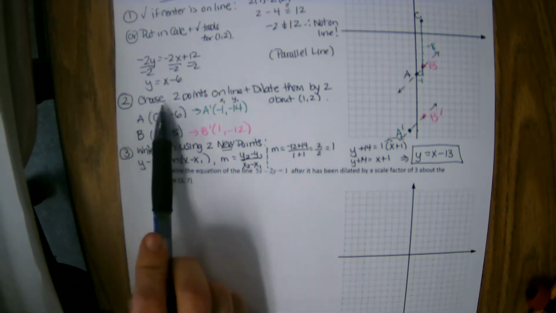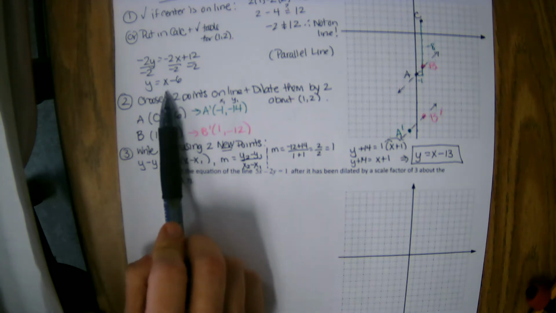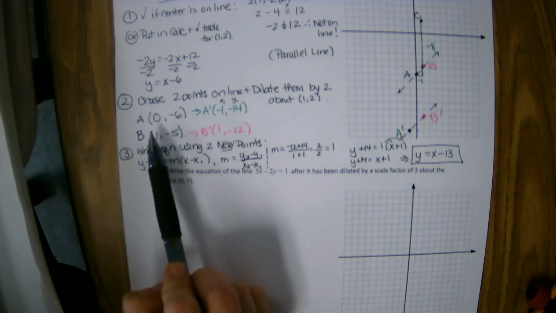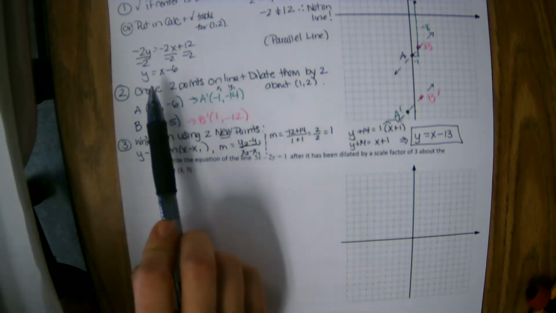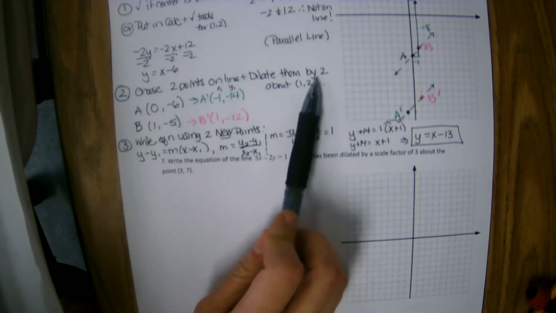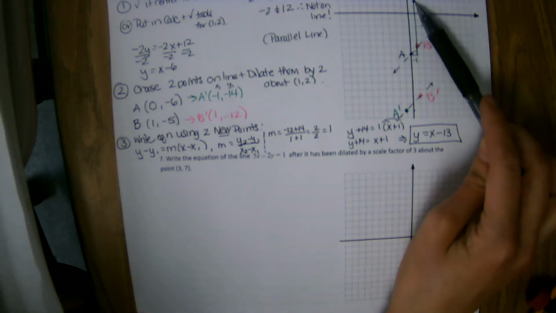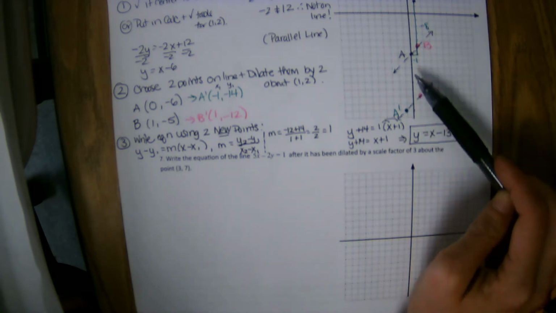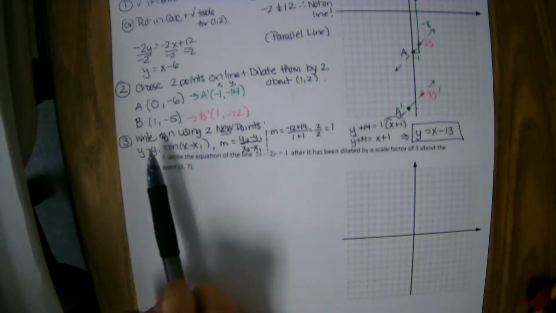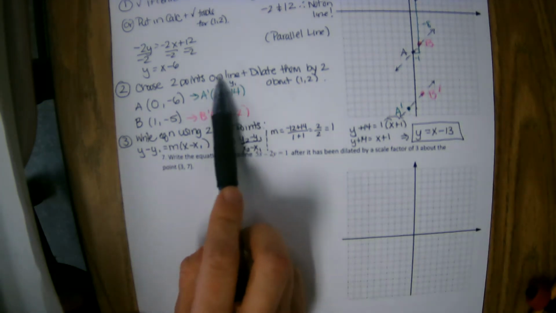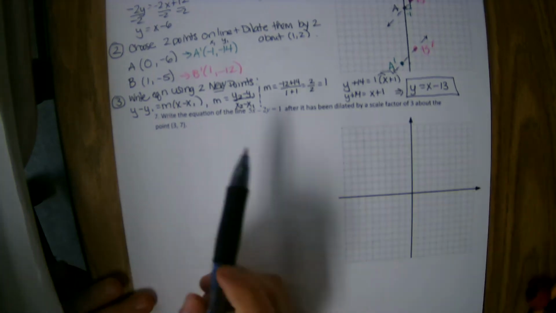So what we do is we choose 2 points that are on the line, any 2 points we want. You can use your calculator to find them, or you can just substitute in 0 and 1 and find your y values from there. I'm going to try to avoid fractions, of course. And then you're going to dilate them by 2. So we graph them, and then you're going to count over and extend it that same amount. So it's that double the distance from your center of dilation, and then write an equation of the line using those 2 new points.